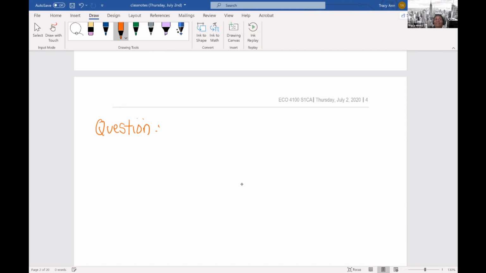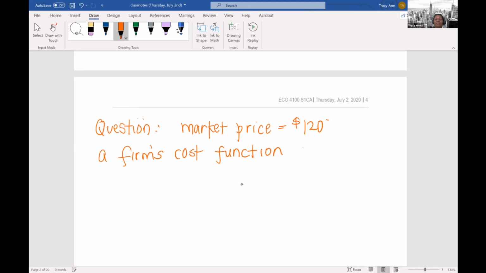Consider that you have this market, right? So the market price, which you have no control over, let's not forget it, is equal to $120. And the firm, okay, a firm's cost function. And now here, I'm going to use a small q, or the lowercase q.